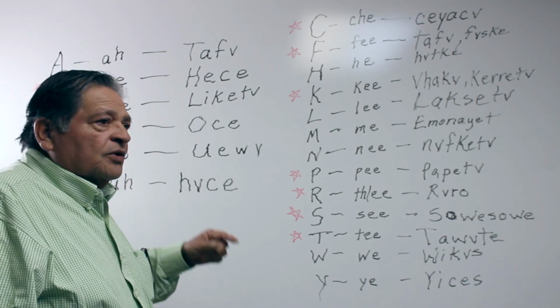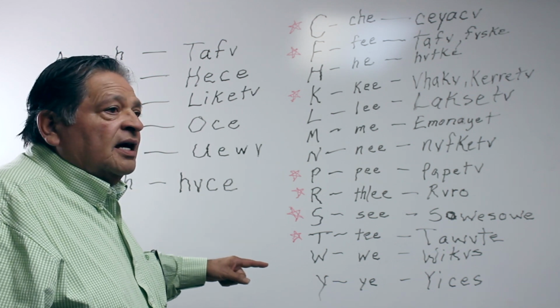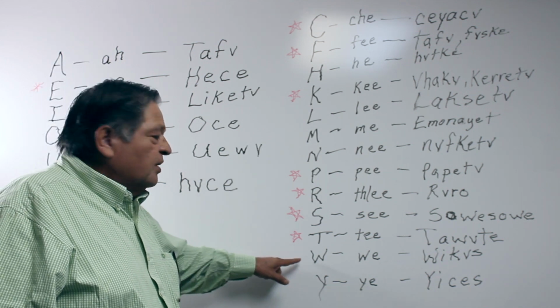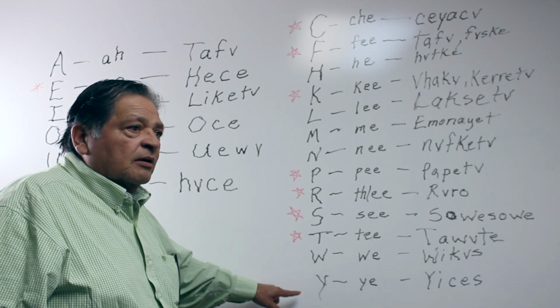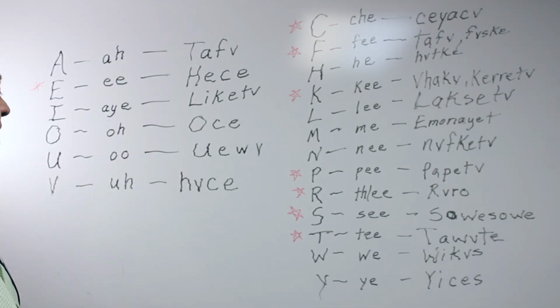I read something the other day, and it was interesting. It said, if you'll notice in the Muscogee language, Muscogee words never end with a W or a Y. You'll never find a Muscogee word that ends with a W or a Y. I don't know, but I think that may be true.